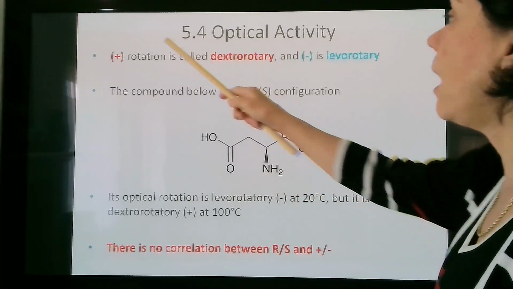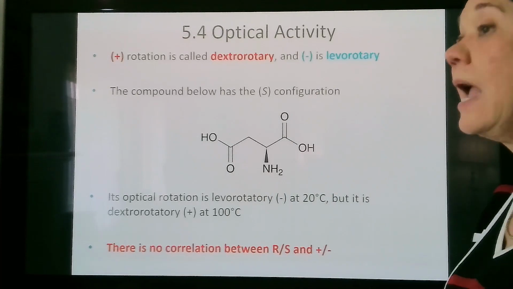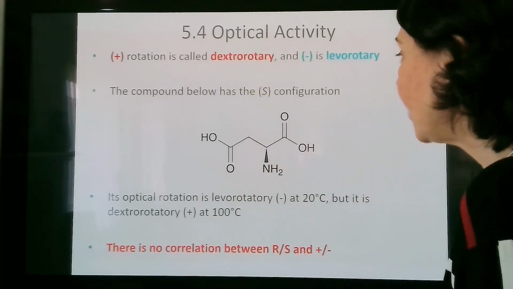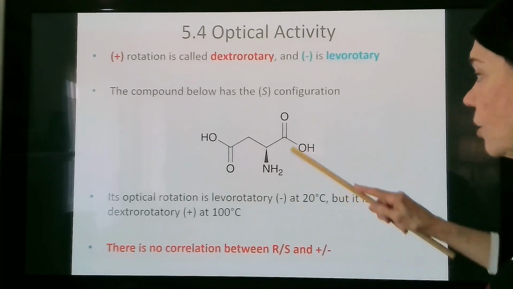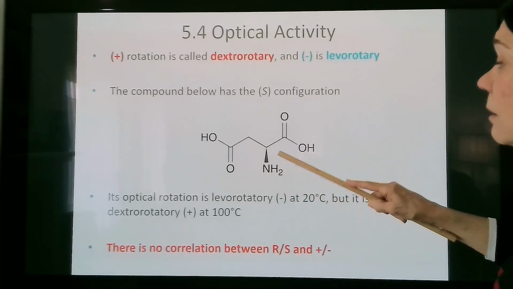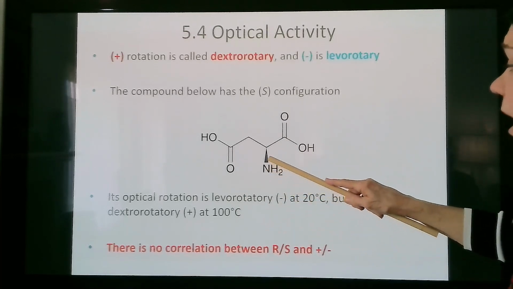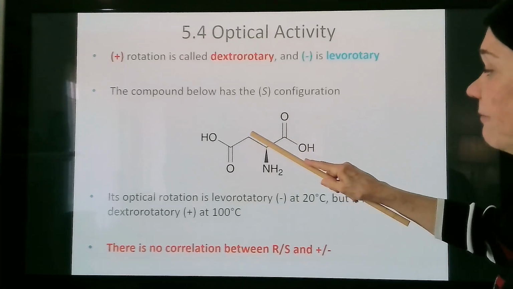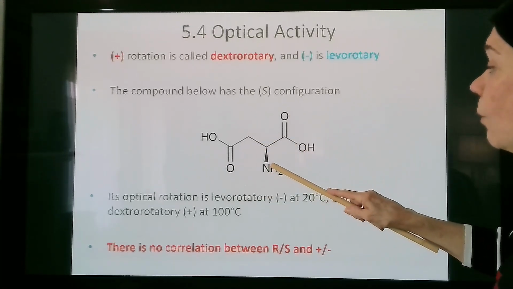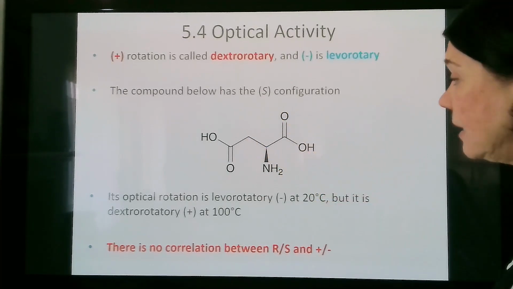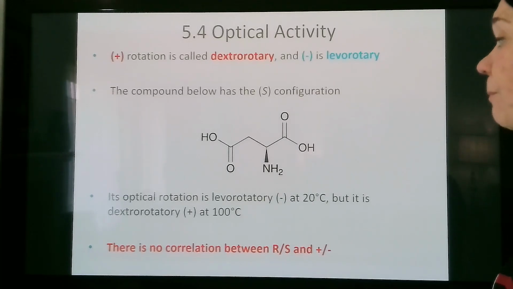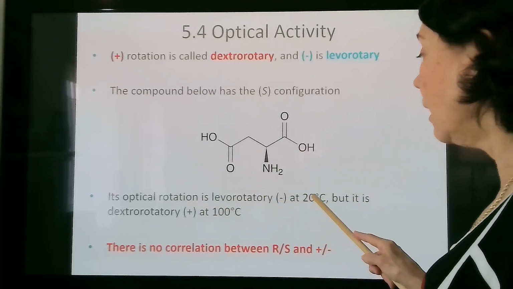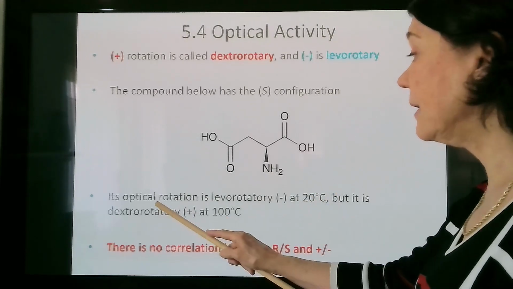Positive rotation is called dextrorotatory, and negative is called levorotatory. And sometimes these are abbreviated with lowercase italicized d and l. The compound below has the S configuration. So let's look at this. Hydrogen is going back. So let's characterize this. The highest priority is going to be nitrogen. What's next in prioritization? Carbon-bearing oxygen will come before carbon-bearing hydrogen. So this is 1, 2, 3. So yes, it is counterclockwise. It is indeed S.